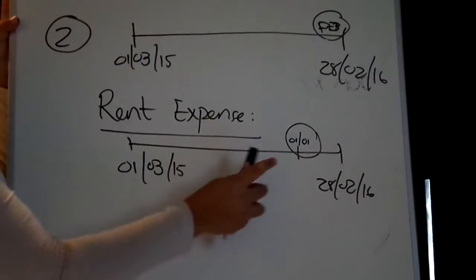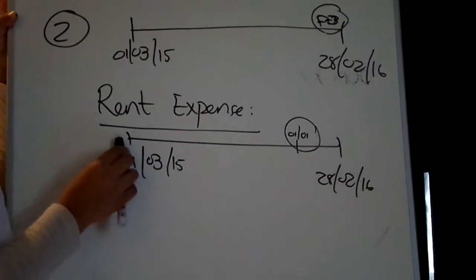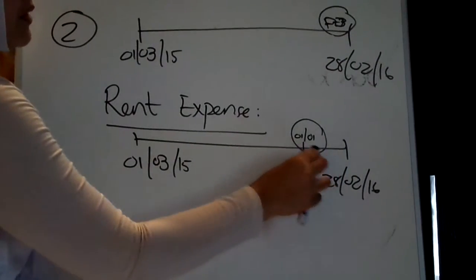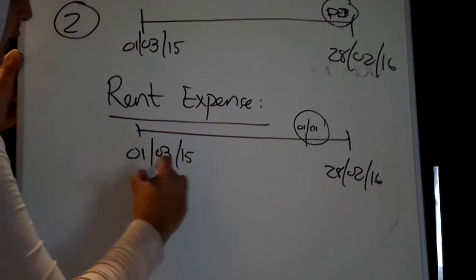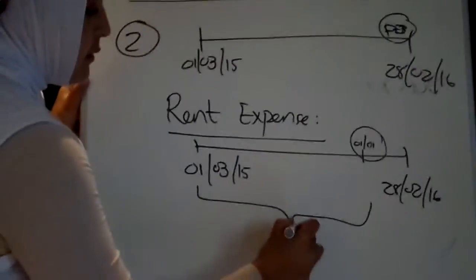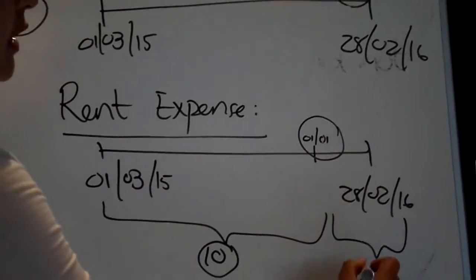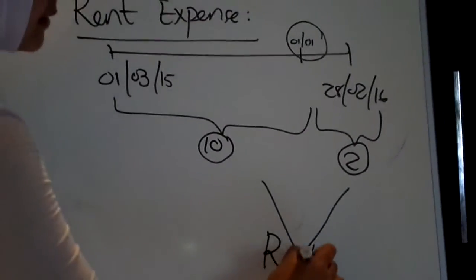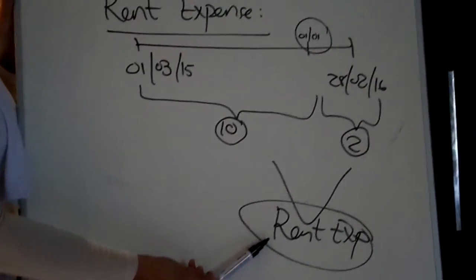So what does this mean? This means that the rent for these 10 months over here was paid on the 1st of Jan 2015, which is before this period. And the rent for these 2 months was paid on the 1st of January. So what you have to do is calculate the rent for those 10 months, and then calculate the rent for these 2 months, and that becomes your rent expense.